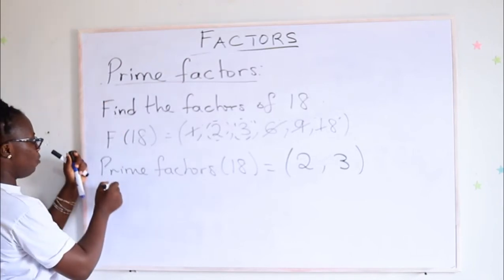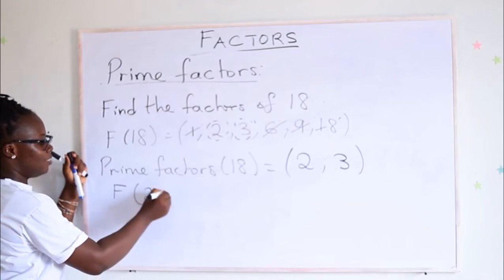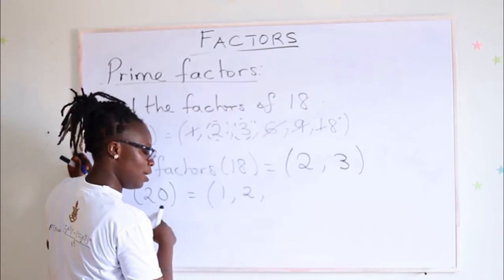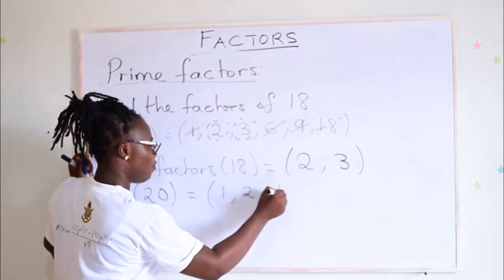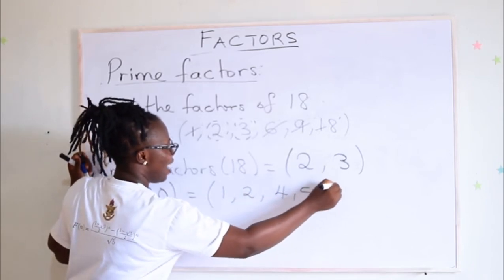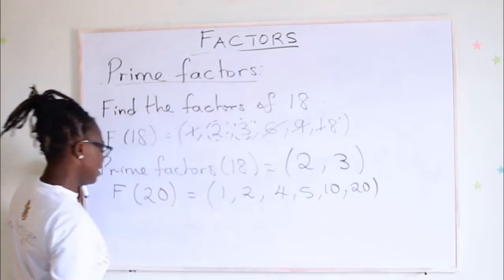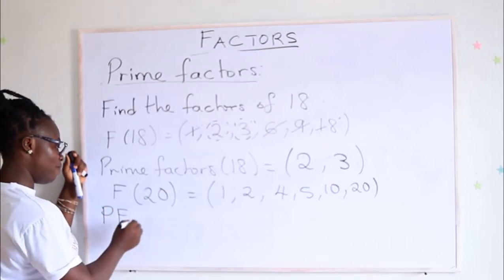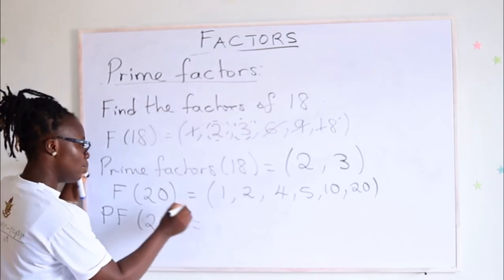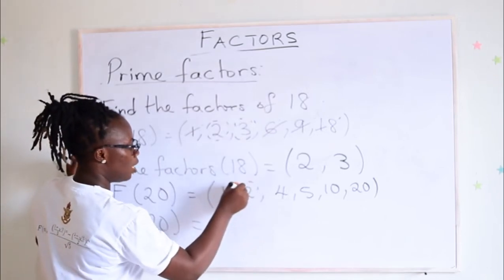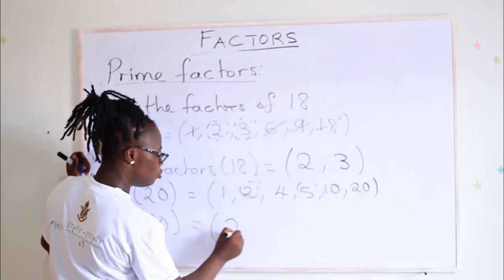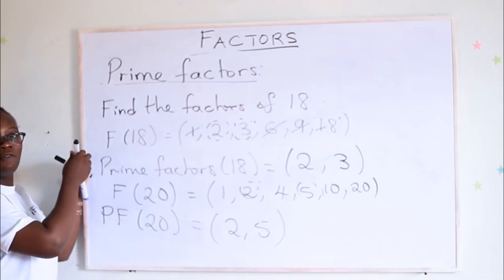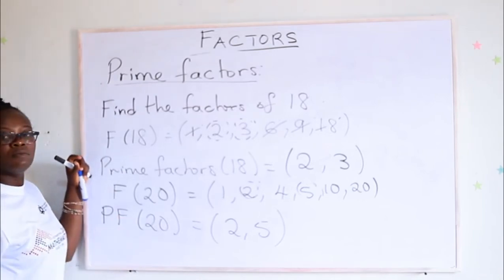Now let's take another example. Factors of 20 are 1, 2, 3? No, 3 is not, but 4 and 5 are, 10 and 20. These are the factors of 20. Now let's find PF, that is prime factors of 20. The prime factors of 20 are 2 and 5. These are the prime factors of 20.